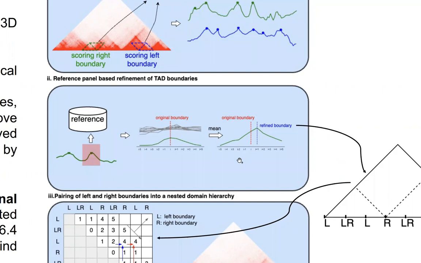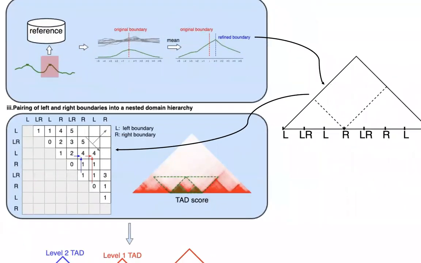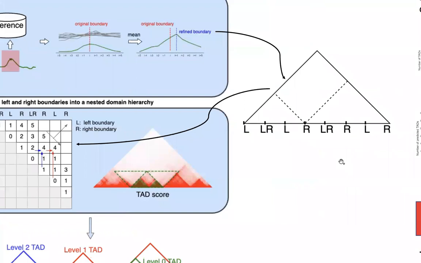The last part shows how to pair left and right boundaries to form a TAD hierarchy. To solve this problem efficiently, it is safe to assume that partially overlapped TADs are not allowed. So let's say we have a given region containing left and right boundaries. The optimal TAD hierarchy can be divided into 2 parts. The TAD pairing in each part is also optimal. Thus, if we can define the score function with the proposed rank sum test, we can use dynamic programming to find the optimal hierarchy efficiently.